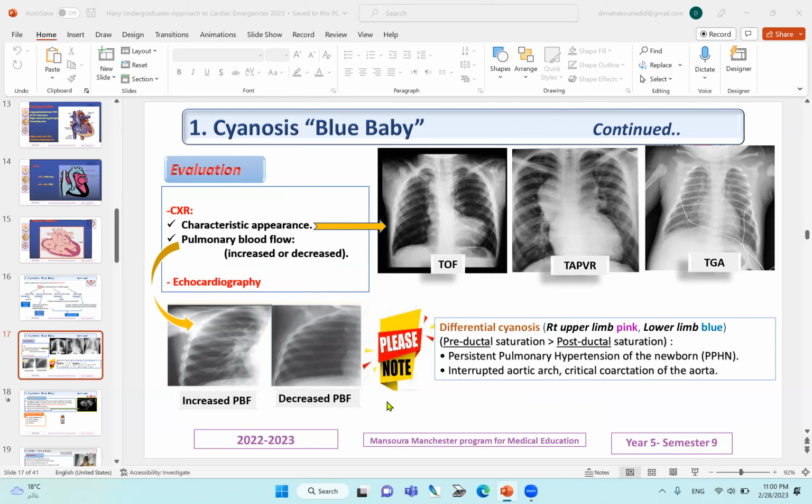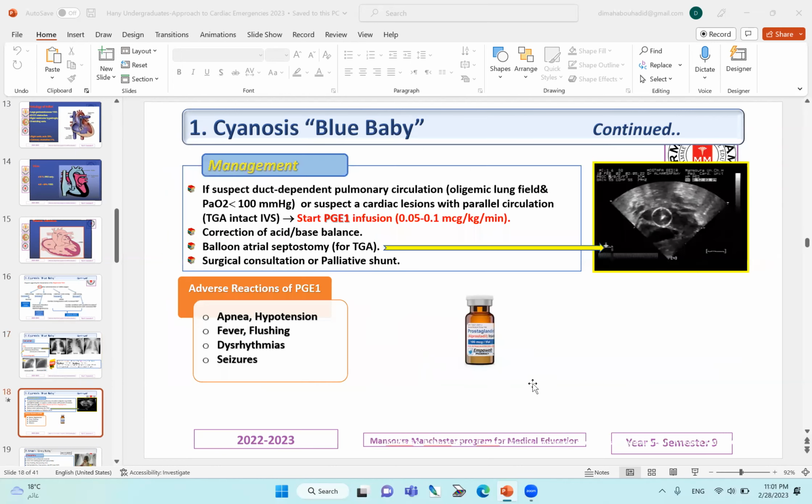Please take note that if you find a differential diagnosis, where the upper limb is pink and the lower limb is blue, or there is a difference in the saturation between the upper limb and lower limb, there may be resistant pulmonary hypertension of the newborn or interrupted aortic arch, coarctation of aorta, and the flow of blood comes from the PDA, where there is a high pressure supplying the lower limb, causing cyanosis in the lower limb and a pink upper limb.